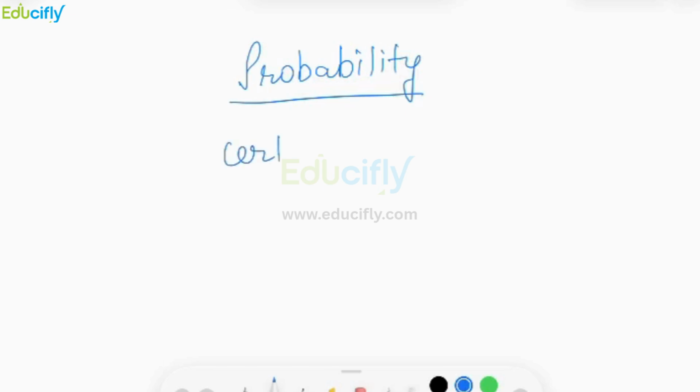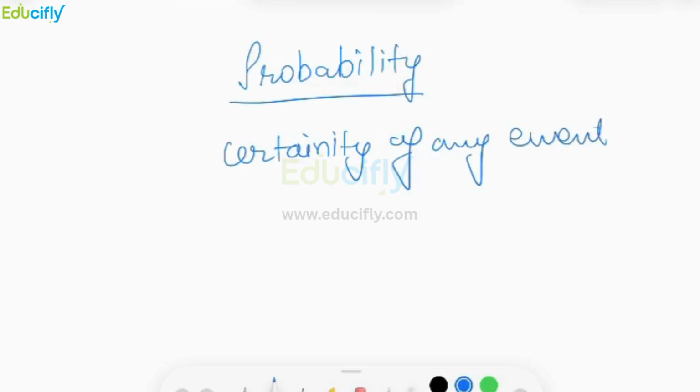Today's topic is probability. So let's understand what is probability. Probability is the certainty of any event. So I said certainty. Certainty means that the thing or the event is happening or not happening.